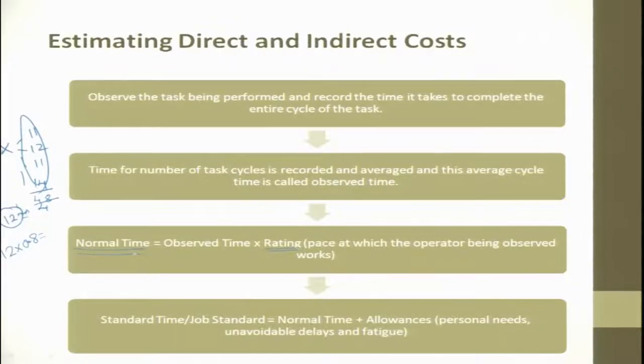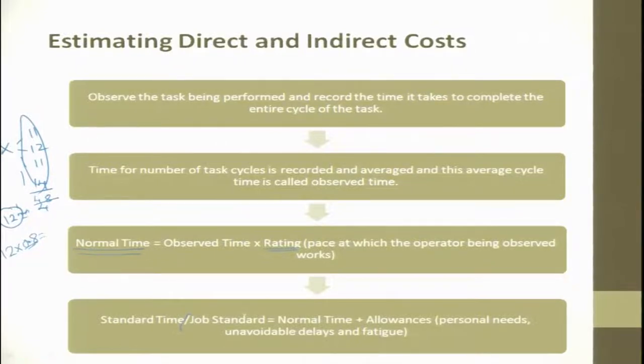The pace at which the operator being observed works is the rating. So we always multiply with that, and this is the time you take for a cycle time. Then standard time is the job standard, which is nothing but normal time plus the allowance we give. So what is the job standard? This man does it at this pace, but when I do it, it takes within 8 minutes.